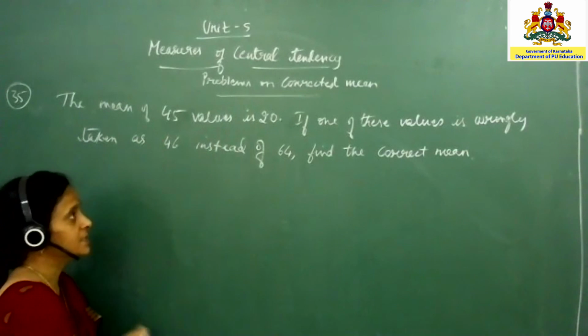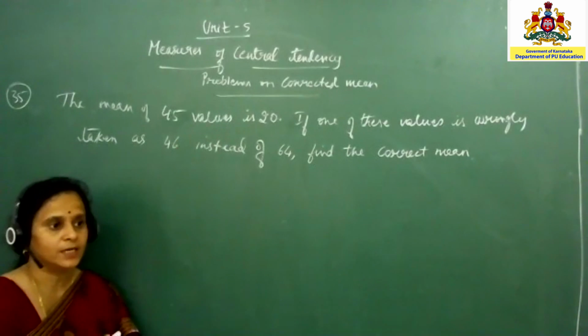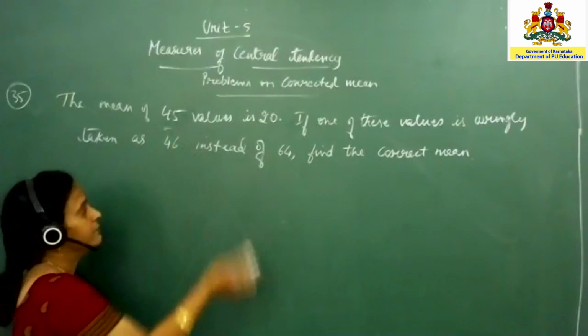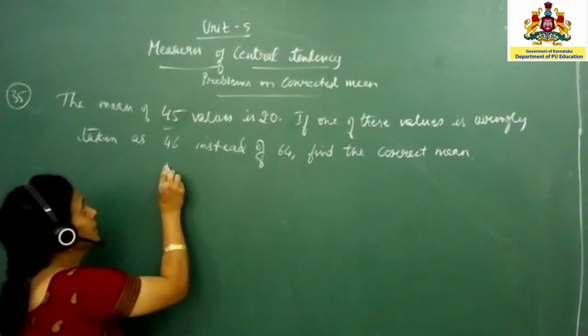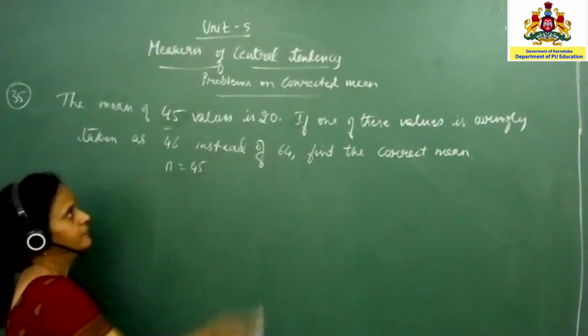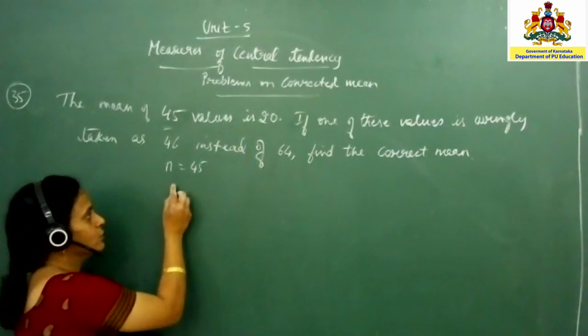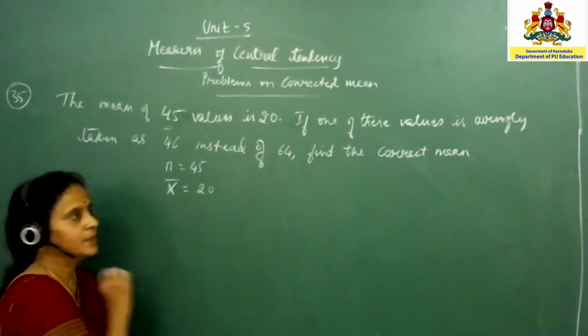So here the question runs in this way. If the mean of 45 values is 20. Here 45 indicates the count, so given data, your n is 45. The mean of 45 values is 20. Mean is represented by x bar, which is 20.